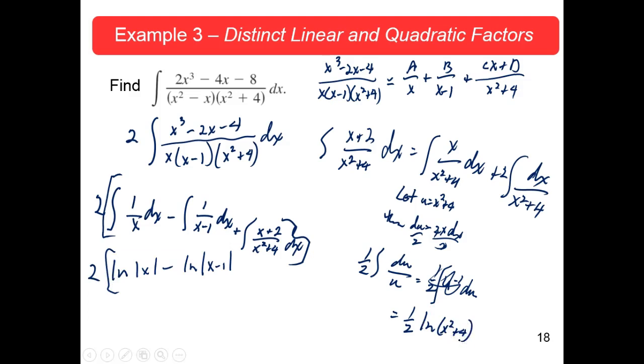All right. That next one, though, what do you reckon we're going to do with that? Don't think so, because you don't have a 2x. Plus 2 times the integral of x squared plus 4 to the negative 1. Does that help us any? I don't think so.